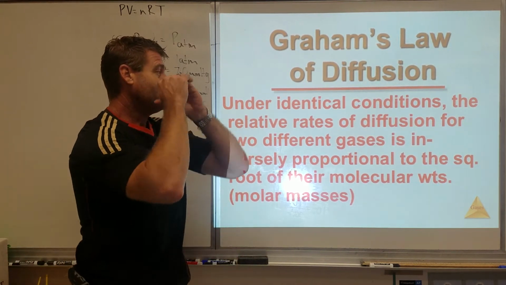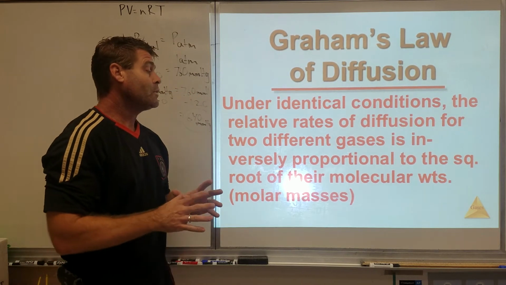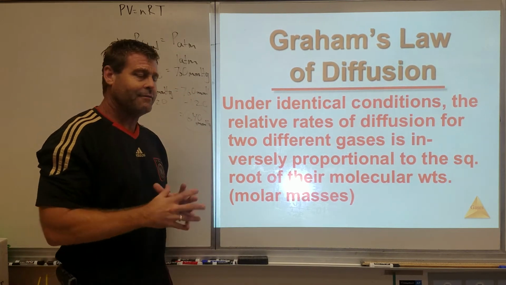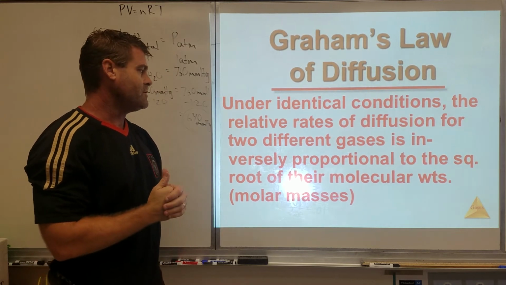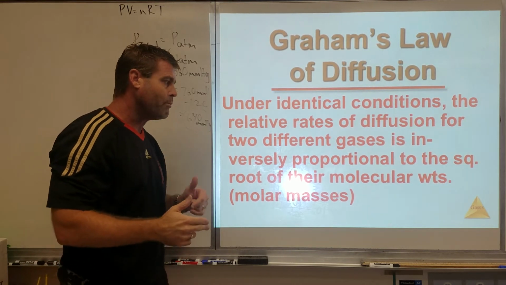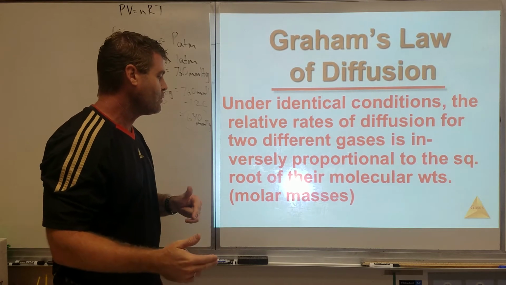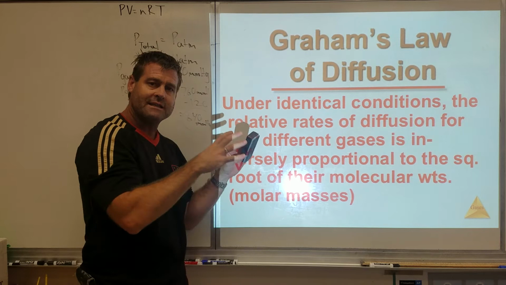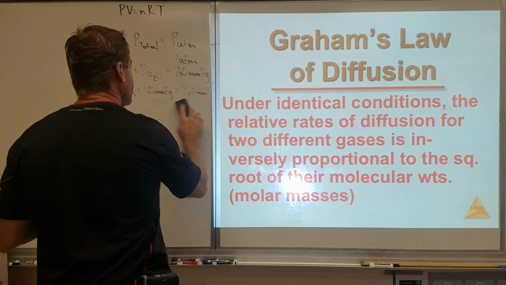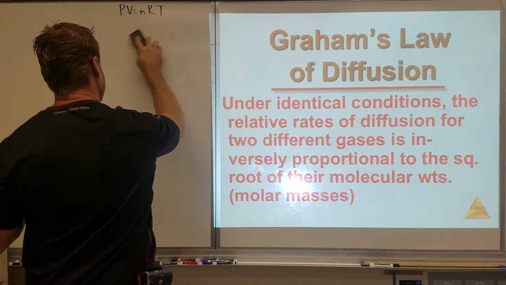You guys, here, I write this. This is kind of confusing, right? It says, under ideal conditions, the relative rates of diffusion for two different gases is inversely proportional to the square root of their molecular weights. If you were in class, I'd give bonus points if somebody could translate this into a mathematical expression. You know what, we're just going to do that right away.